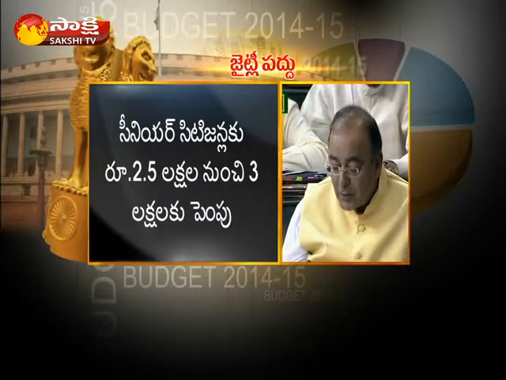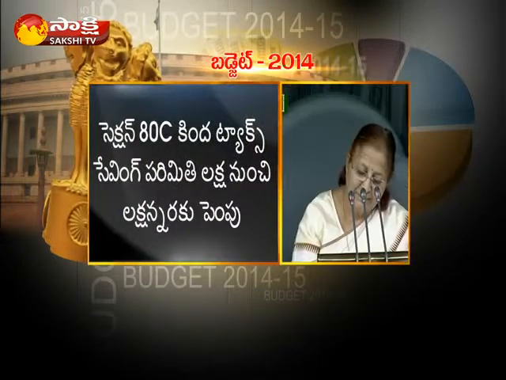Semi-processed, half-cut or broken diamonds are at present exempted from basic customs duty.